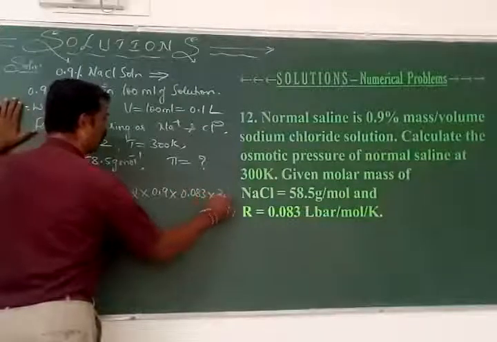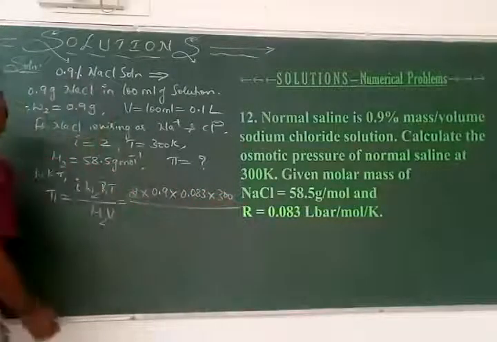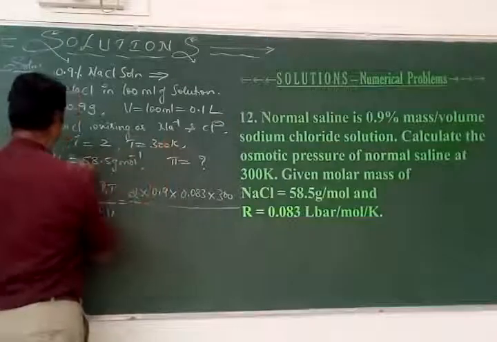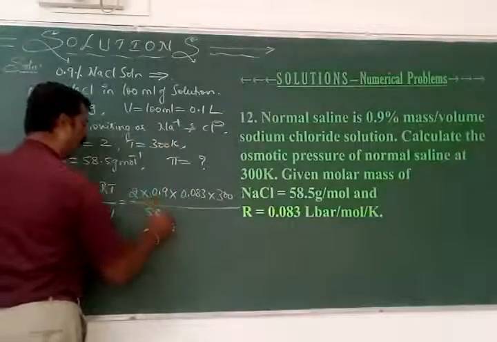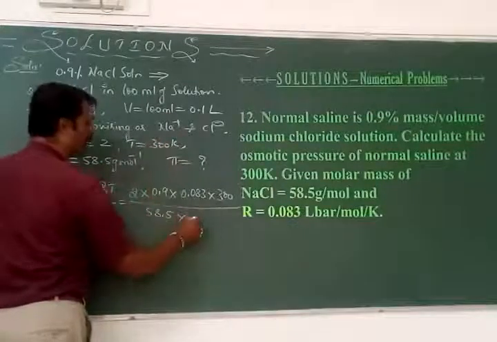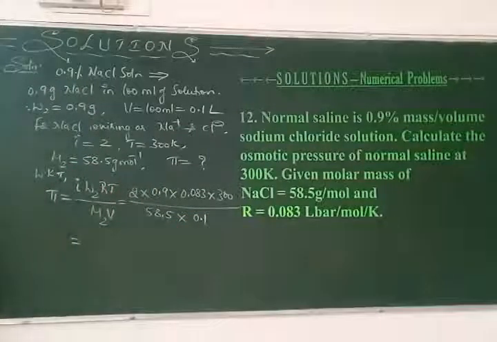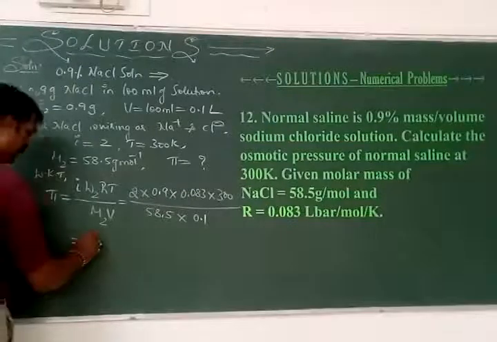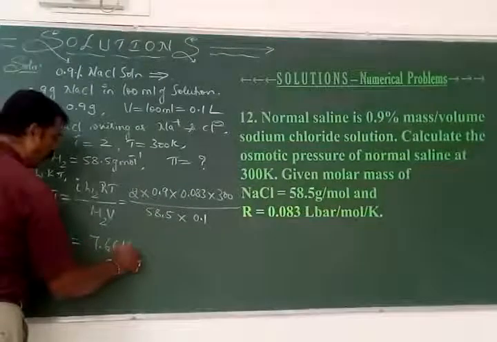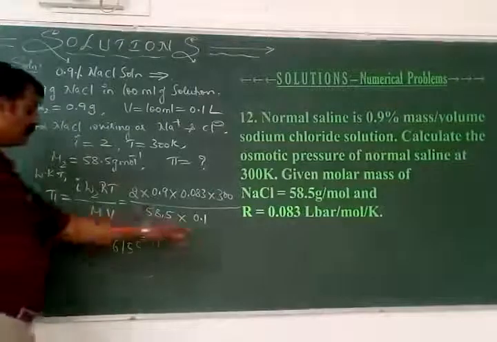What is R? 0.083. Into what is the temperature? 300, divided by what is M2? M2 is given as 58.5, into what is the volume of this one? It is 0.1 in terms of liter. Upon simplification, I will get the final answer as 7.6615. What is the unit here?